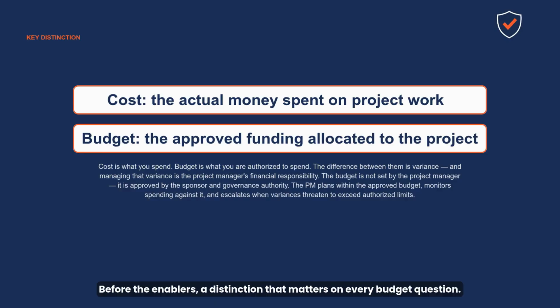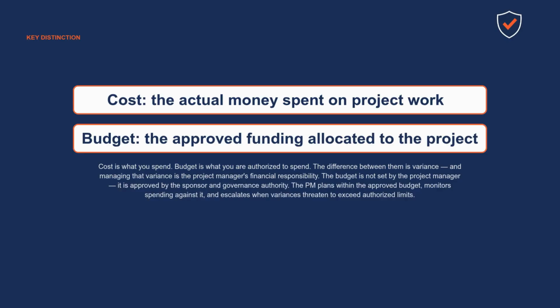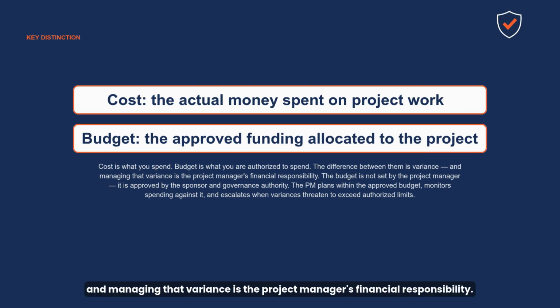Before the enablers, a distinction that matters on every budget question. Cost is what you spend. Budget is what you are authorized to spend. The difference between them is variance, and managing that variance is the project manager's financial responsibility.